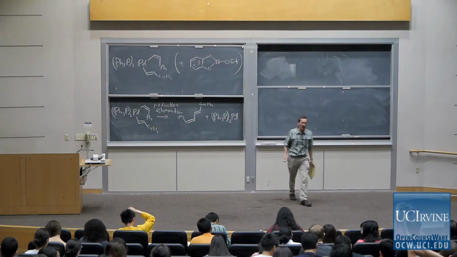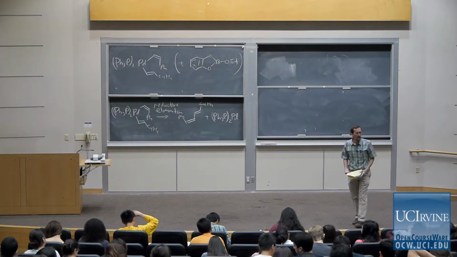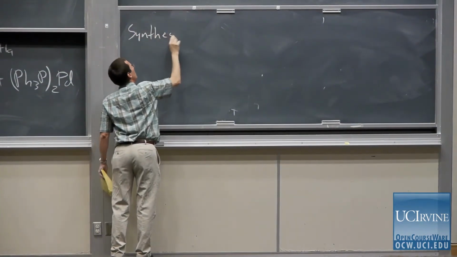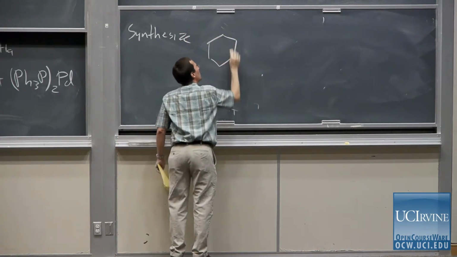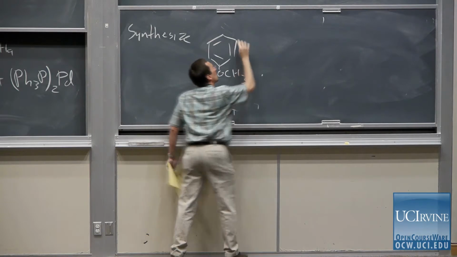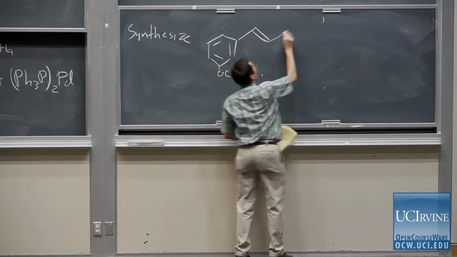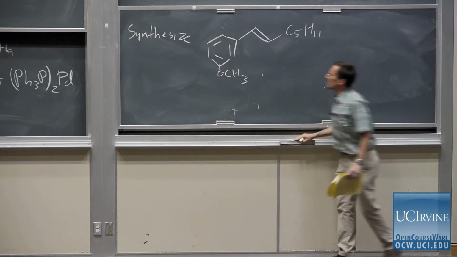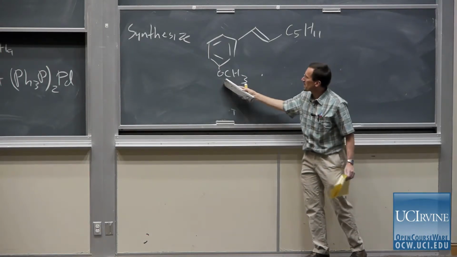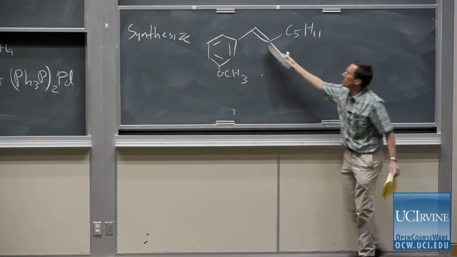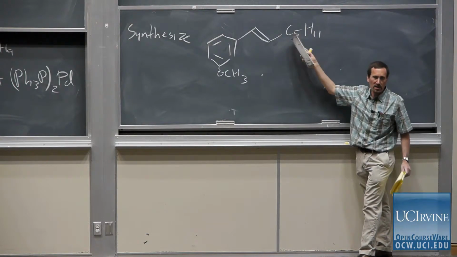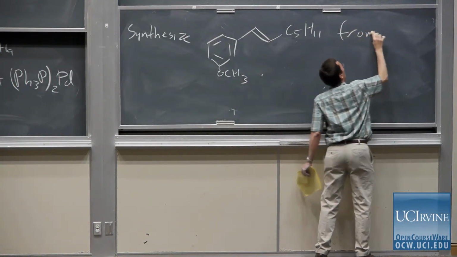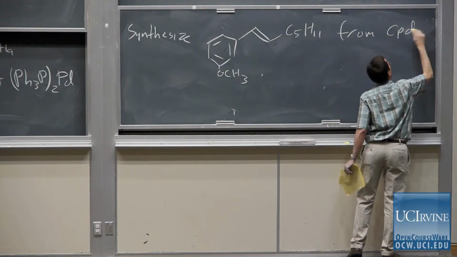Let's take a look at how we might use the Suzuki reaction in organic synthesis, and I'll just pose a sample question here. Let's say I was thinking about how we synthesize this molecule. Let's synthesize this molecule where we have a methoxy on a benzene linked in a meta fashion to a trans alkenyl group connected to a C5H11, a pentyl group. So let's say synthesize this compound from compounds containing 7 carbon atoms or fewer.